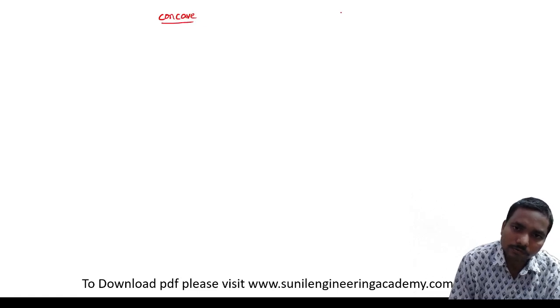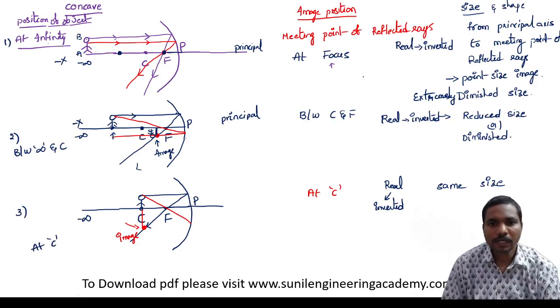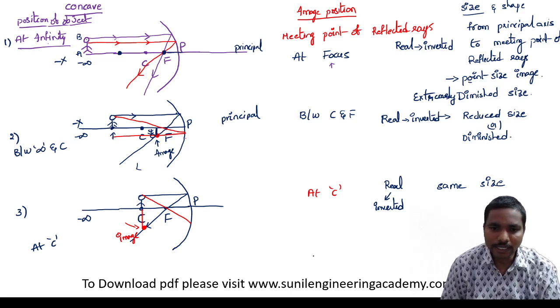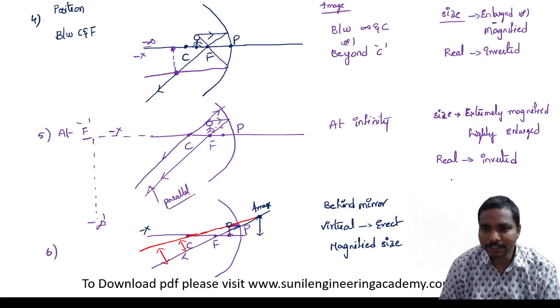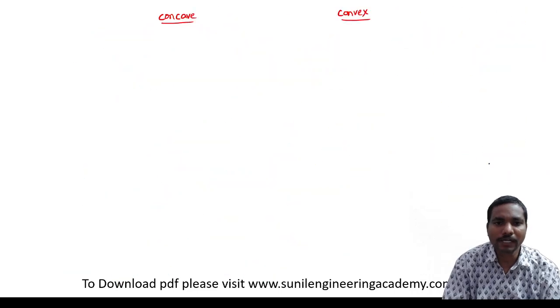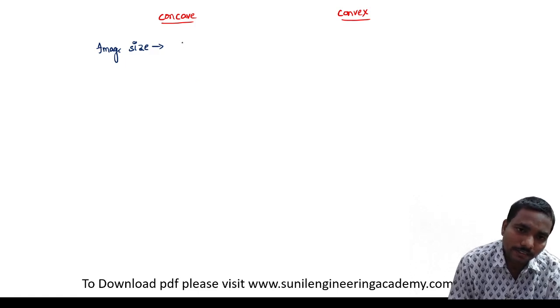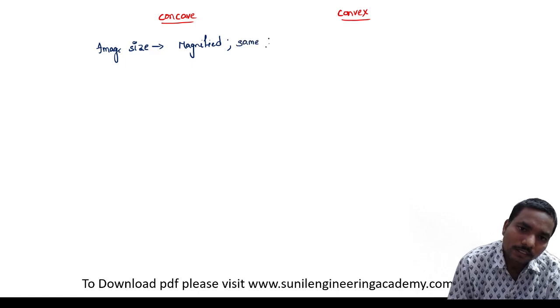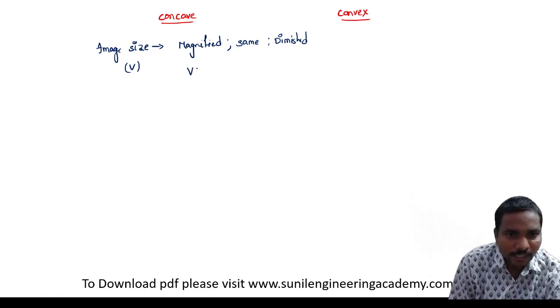So now I want to summarize all these, in case of concave and in case of convex. If you understand each and every one, here the image may be point size, that is extremely diminished. Second case, reduced size. Third case, same size. Fourth case, enlarged size. Fifth case, extremely enlarged. So you will get magnified or enlarged, and also same size, and also diminished. All are possible. Image distance, let us take V. Magnified means V greater than U.